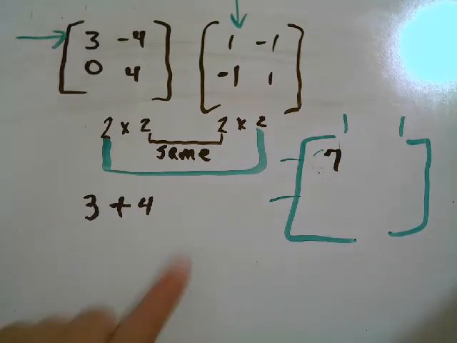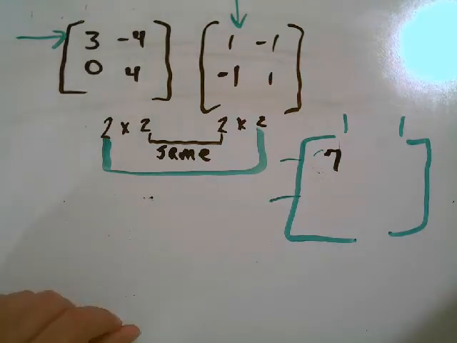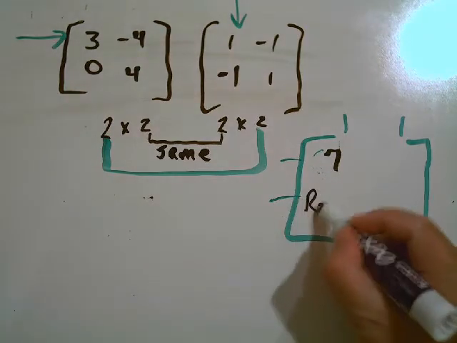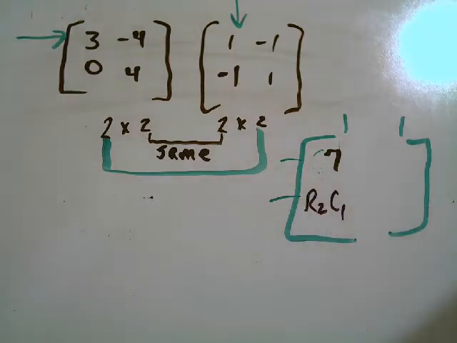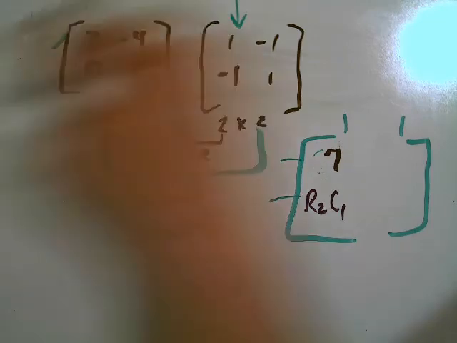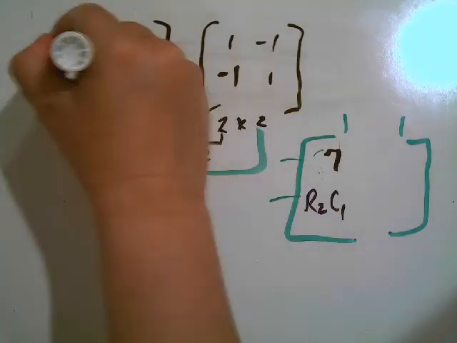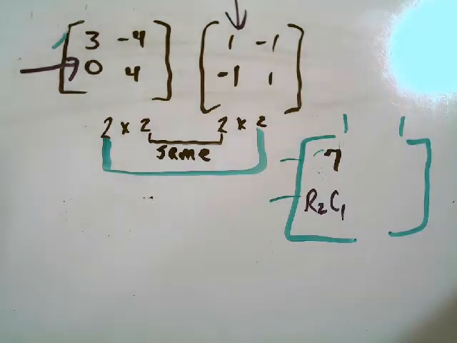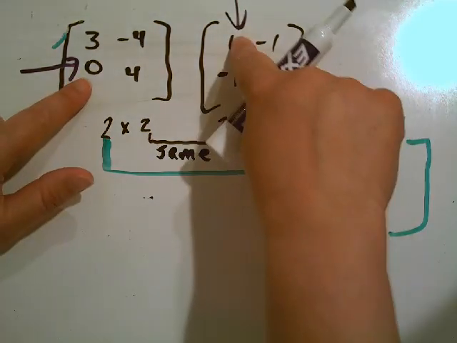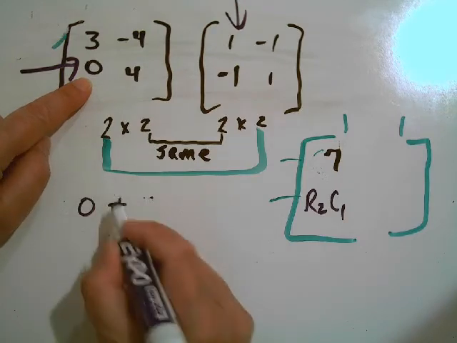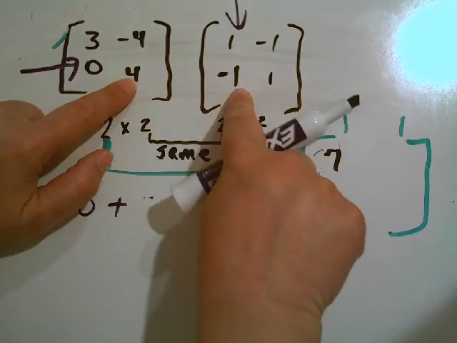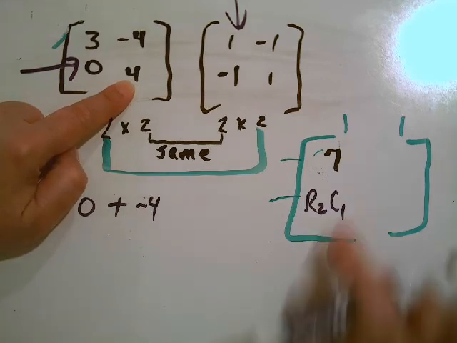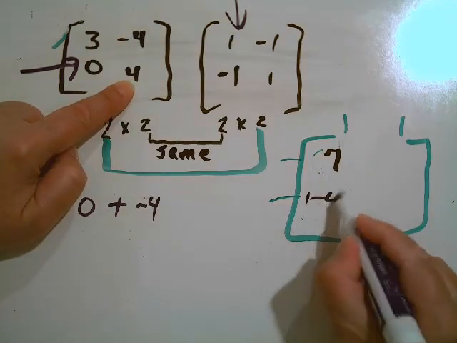You can move anywhere you want for the next spot. I'm going to choose this spot. This is row 2, column 1. So this time, I'm going to use row 2 of the first matrix, column 1 of the second matrix. 0 times 1 is 0, and 4 times negative 1 is negative 4. 0 plus negative 4 is negative 4.